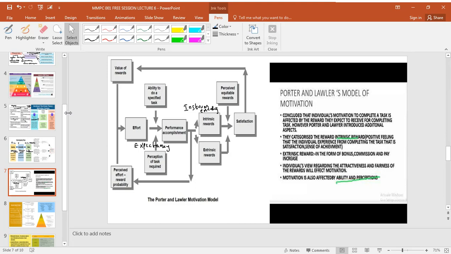So if you are aware that a particular set of actions will lead to negative consequences, definitely you will avoid that. That is operant conditioning, right? It was proposed by B.F. Skinner. In reinforcement theory, there are different types of reinforcement: positive reinforcement, negative reinforcement, extinction, and punishment. So these are the different types of reinforcement, right? So that's all for this motivational theory.